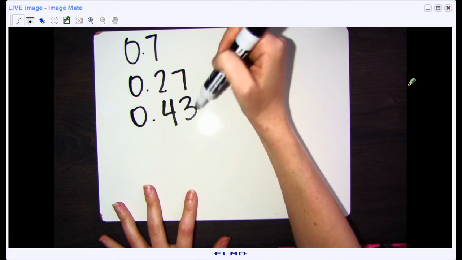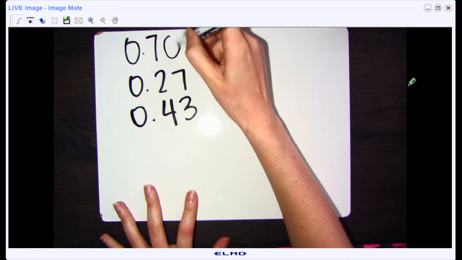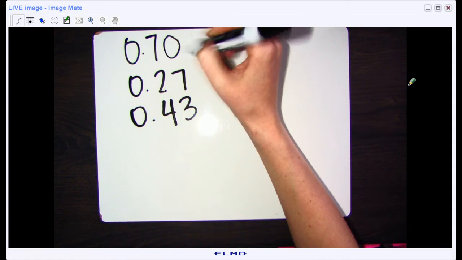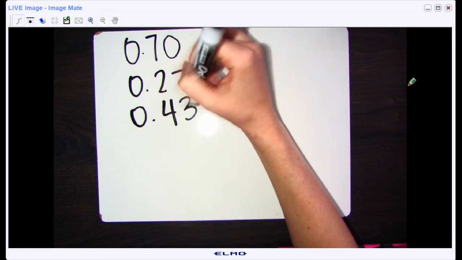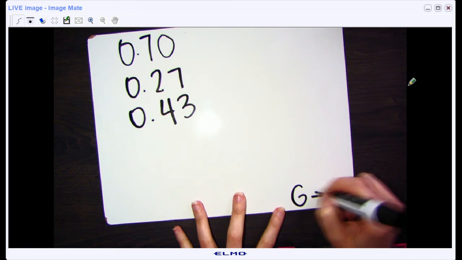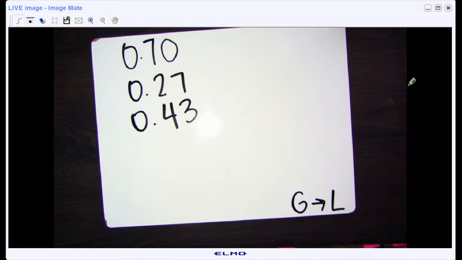Because these numbers down here both have 2 digits, I'm going to add a 0 to this and make it 70. So now I've got 70 hundredths, 27 hundredths, and 43 hundredths. And let's say that I'm going greatest to least. So I'm going biggest to smallest.